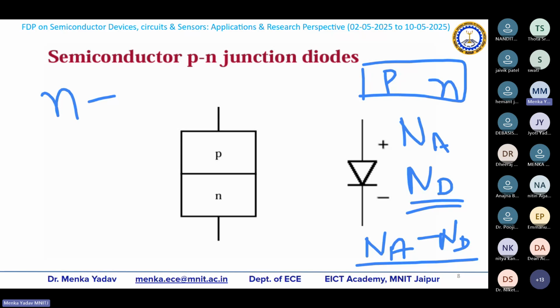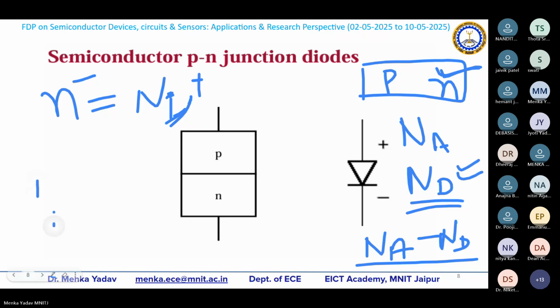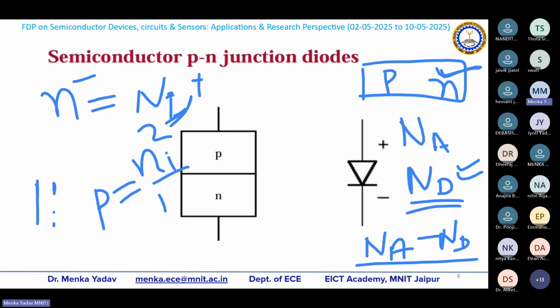See, we have n approximately equal to Nd. Let's say this particular semiconductor has Nd doping much greater than Na, right? Nd is the positively charged ion, and n are the electrons, which are negative. Now, if p is in the minority, for minority carriers, p is equal to ni squared upon Nd. We consider the minority carriers in that way: p is equal to ni squared upon n, and that is nothing but Nd. In this manner, I will consider my p, right?